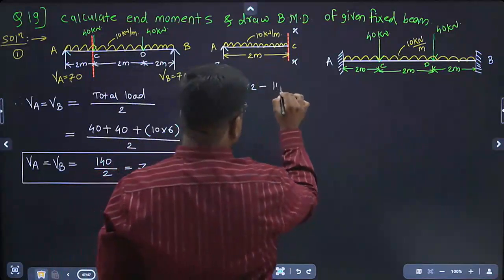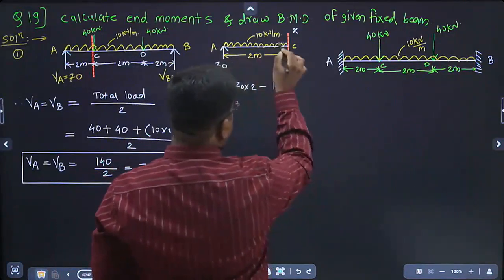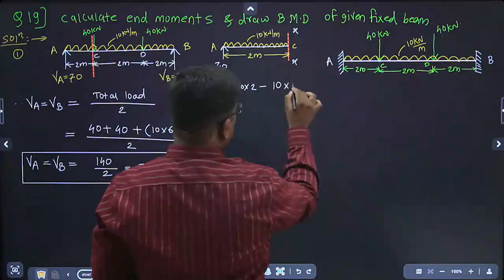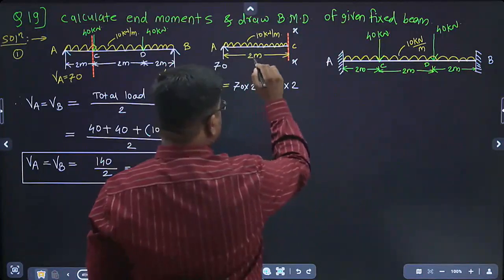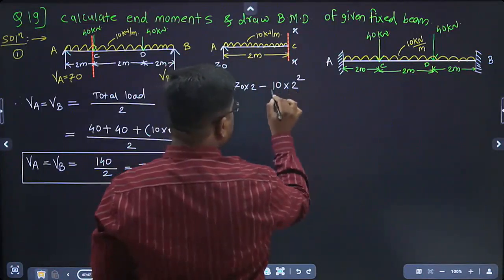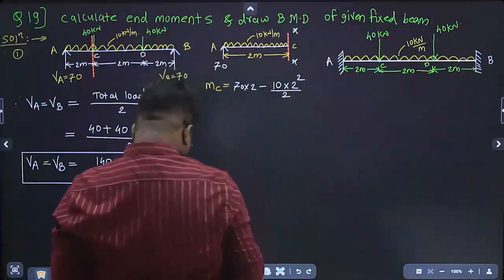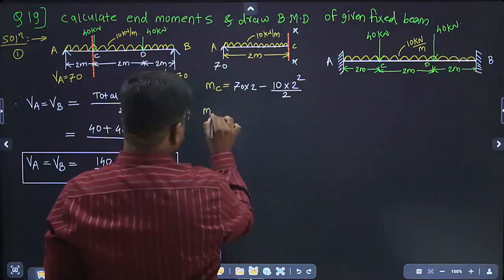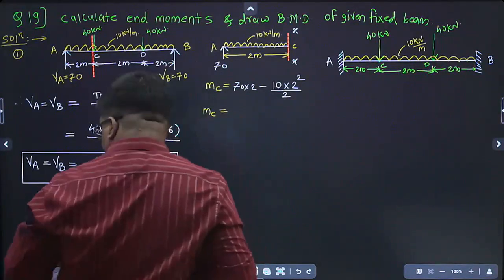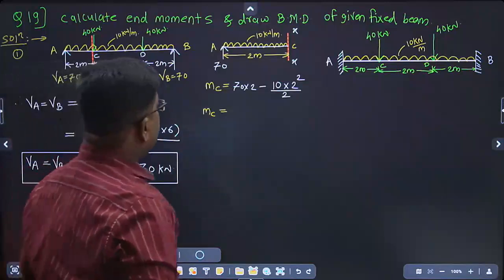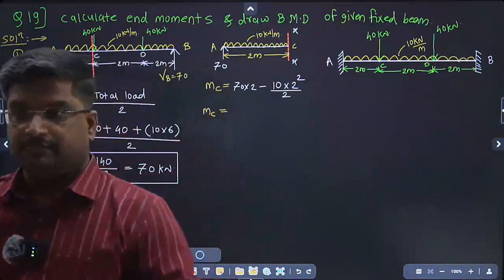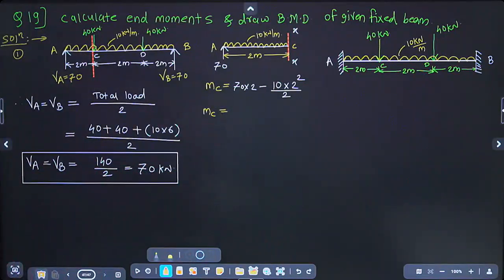Minus 10. What is the trick you have to apply for UDL? Minus 10 into 2. This is the distance. Make the square of that distance and divide it by 2. Find out the value of free bending moment at C. So that is the equation, and tell me the answer.